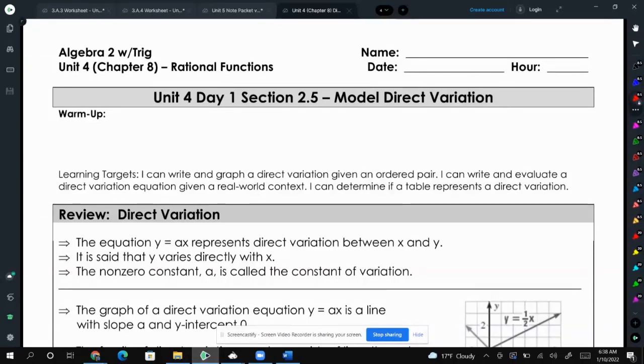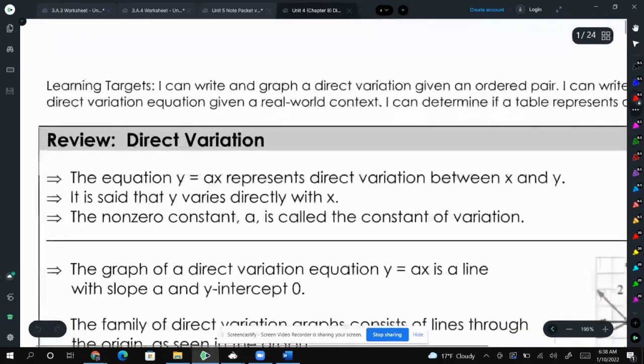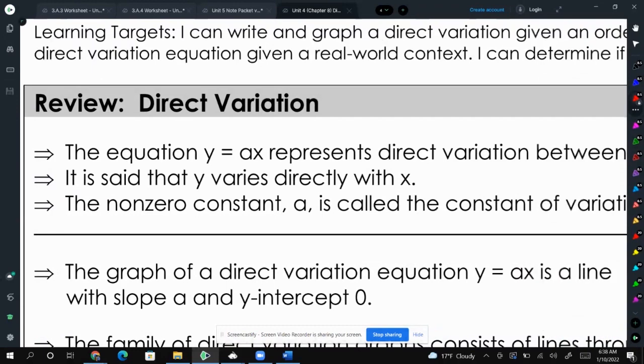Today we're going to talk about something called direct variation. And we've used direct variation before, we just haven't called it that. Direct variation is an equation in the form y equals ax.